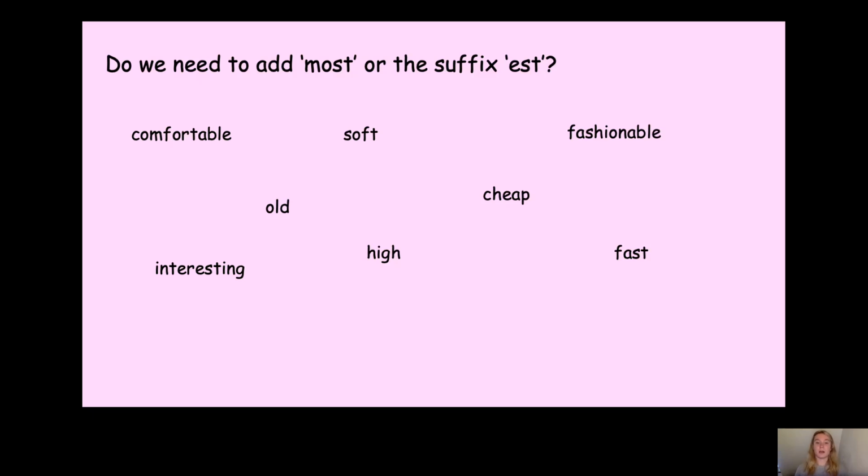Then we have high. So let's clap along. How many syllables? High. So we add the suffix est because it's only 1 syllable. So you could say the mountain I just climbed is the highest mountain I have ever climbed. Then you can have fast. Okay, let's clap along. How many syllables? Fast. There you go, only 1. And we can use our sentence, the cheetah is the fastest animal. Okay, so we can add our suffix est because there's only 1 syllable in fast.